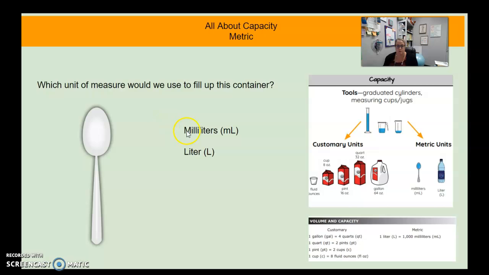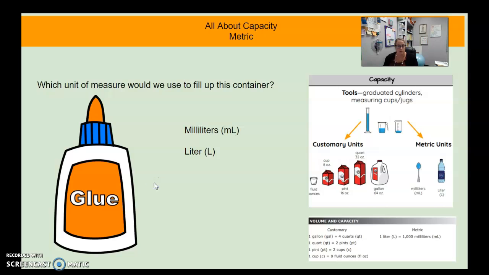Alright, what about my spoon? Would I use milliliters or liters? That's right, I'm going to use milliliters. And for my glue, you got it, I'm using milliliters again. So it's really important to know which, if we're using customary or if we're using metric, and which unit we are going to use to measure the object.